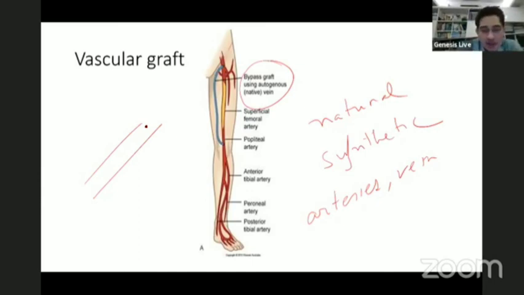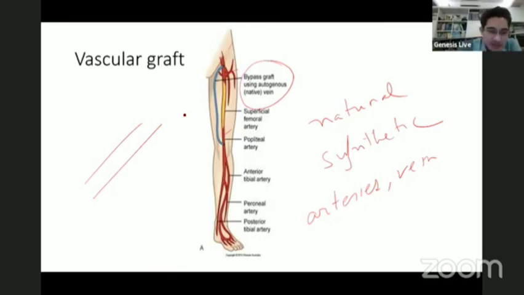Because, for example, in this case, you look at this here, the femoral artery is occluded. So we are using the great saphenous vein. I know that the saphenous vein is not as big as the femoral artery, but it is comparable. It's something, let's say, 40% of the size of the femoral artery maybe. So it will work.